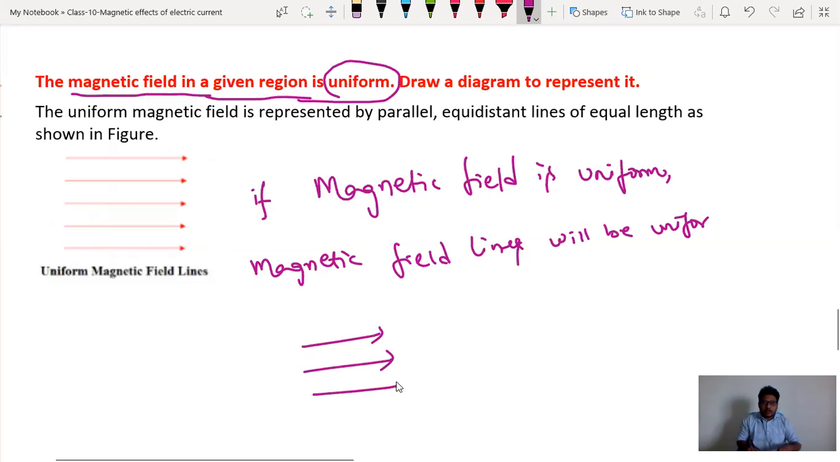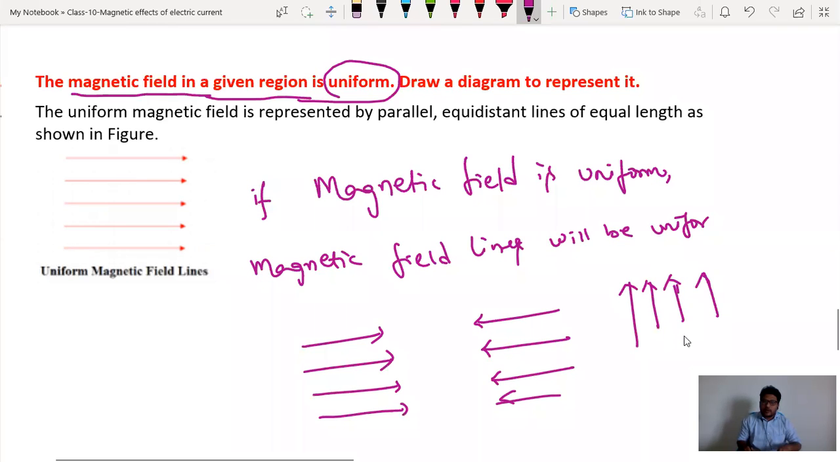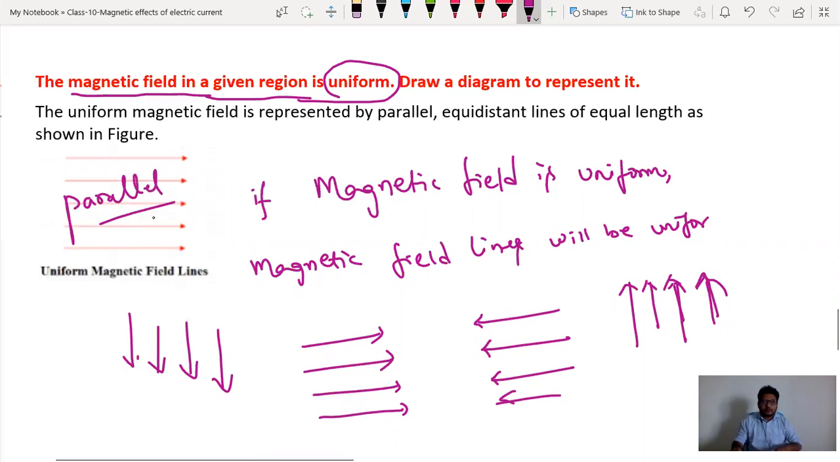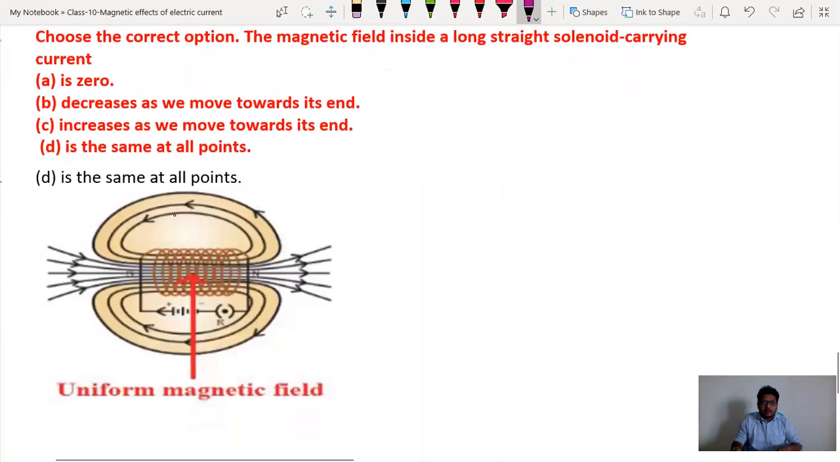So you can draw like this, or if you want you can draw like this also, correct. Or if you want you can draw like this also, that is correct. Fine, whatever the direction may be, all lines should be parallel to each other. You can draw downwards also, that should be parallel to each other. That is so important. Next, choose the correct option.